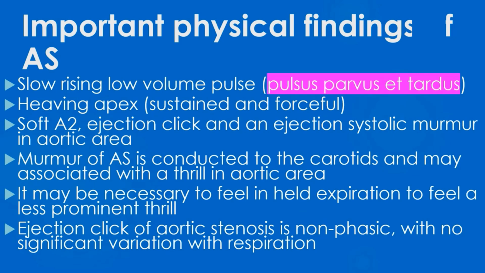Important physical findings of AS include a slow rising low volume pulse, that is pulsus parvus et tardus, heaving apex beat that is sustained and forceful, soft aortic component of second heart sound, ejection click and an ejection systolic murmur in the aortic area. The murmur of AS is conducted to the carotids and may be associated with a thrill in the aortic area. It may be necessary to feel in held expiration to feel a less prominent thrill. Ejection click of aortic stenosis is non-phasic with no significant variation with respiration.